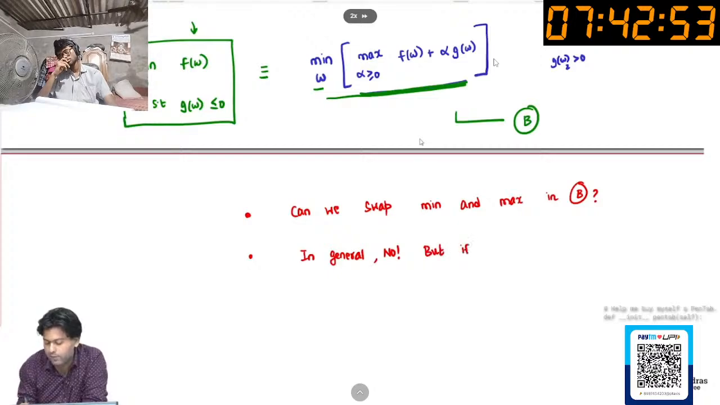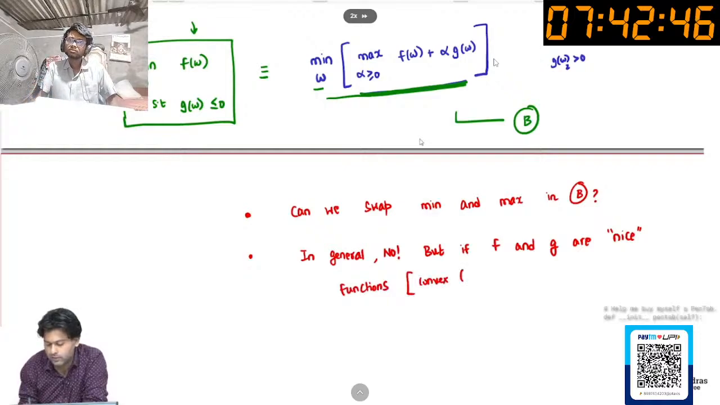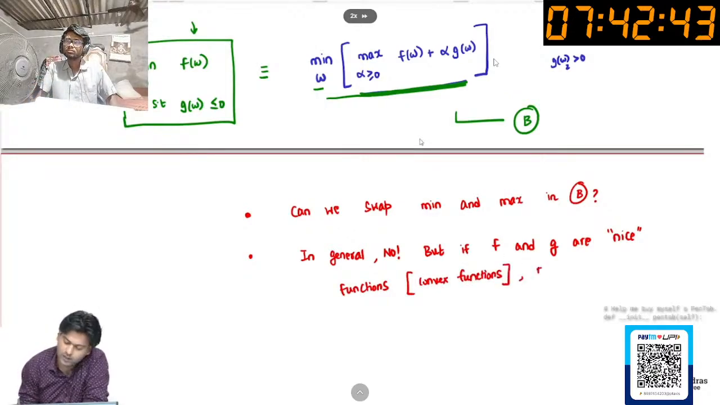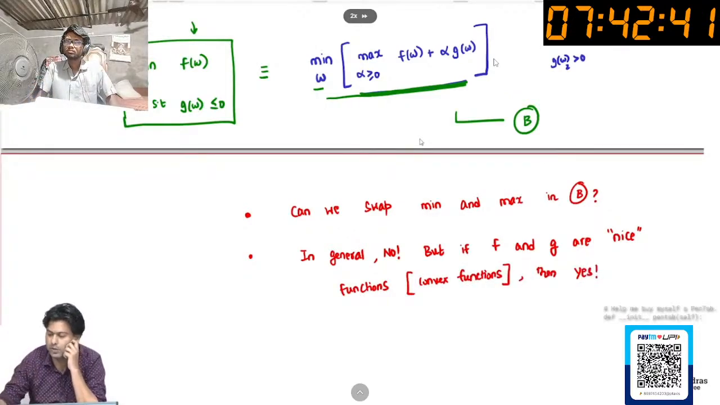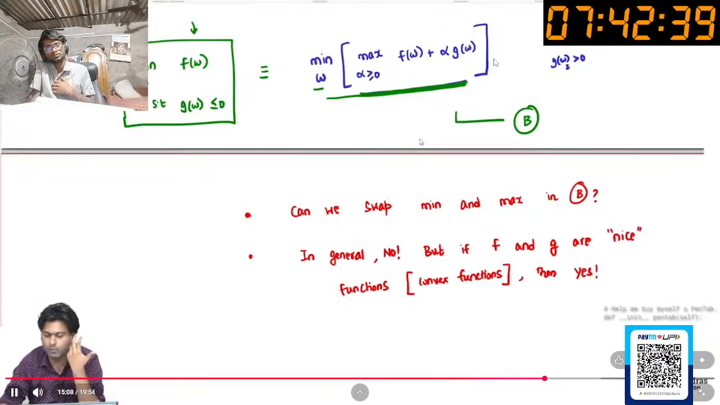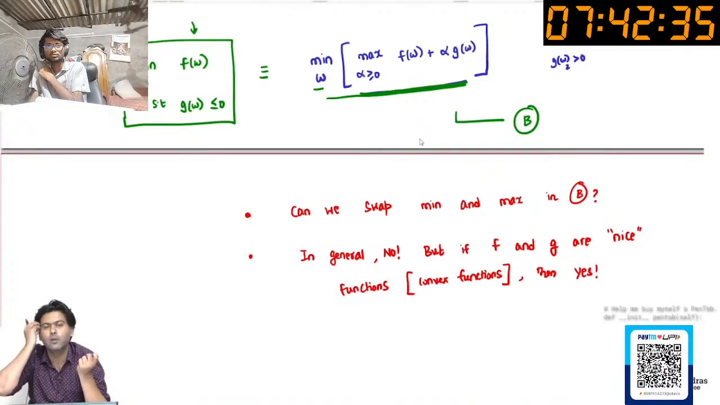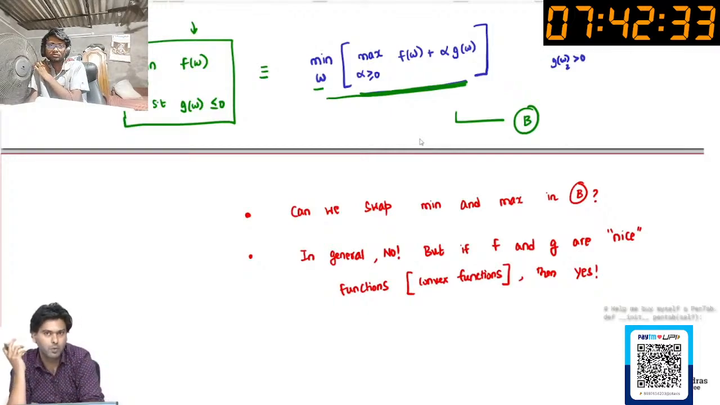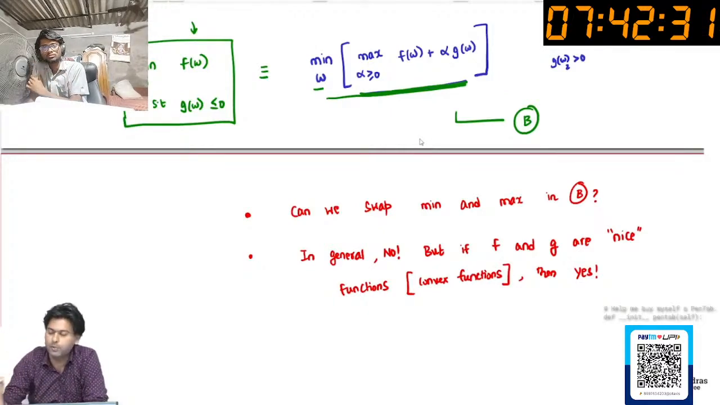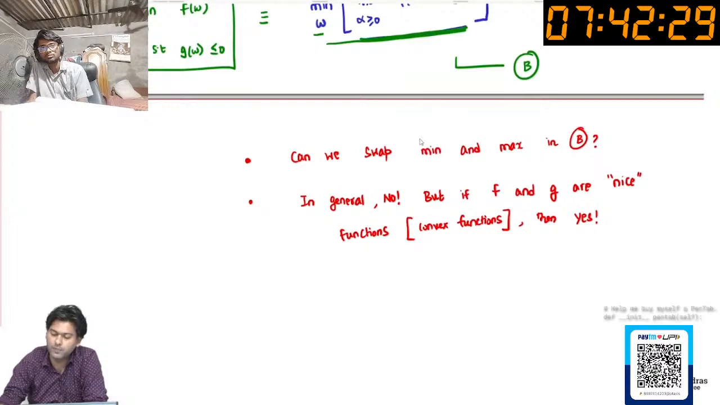But if f and g are nice functions, well, by nice I mean in our context convex functions, then yes, you can in fact swap these two things. This is a very fundamental result in convex optimization called the convex duality result. We won't prove this result, but those who are interested should look at a convex optimization course or convex optimization book where this result would be proved.